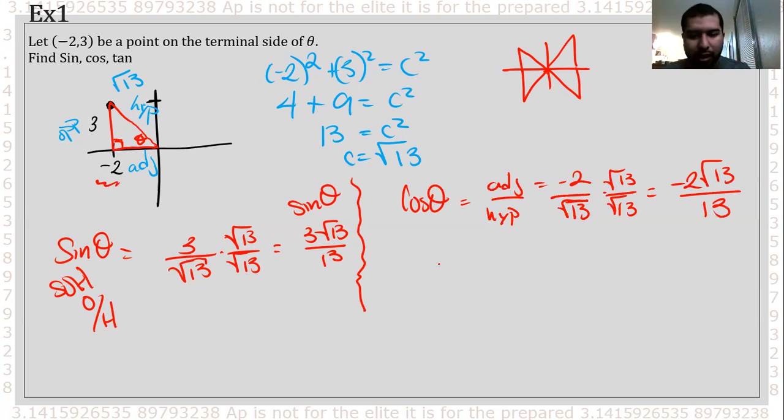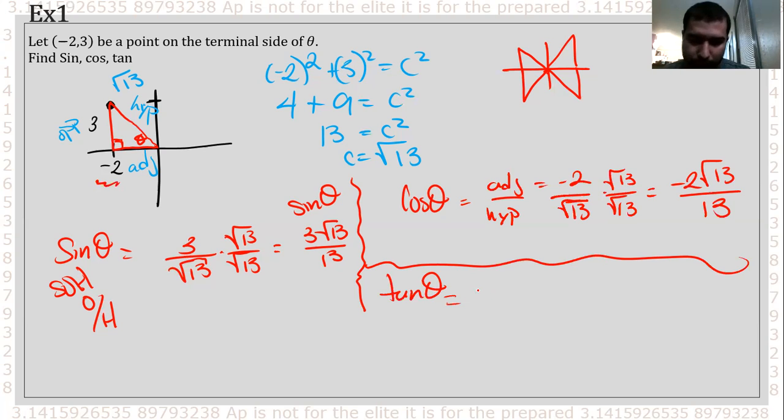Okay, last but not least, we have tangent of theta. Tangent is what proportion? It's going to be opposite over adjacent. So we have the opposite side is 3, and my adjacent side is -2. So 3 over -2. Ideally, we can continue to find the other three reciprocals from these three trig functions, but as of right now, this is the main idea.